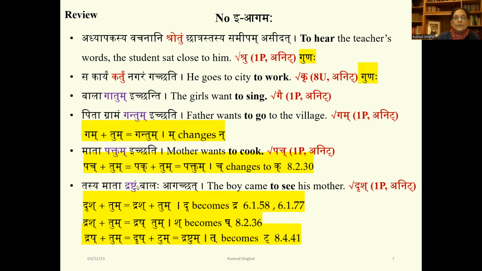Now this dhatu, drish. The tumun form is drashtum. So tasya mata drashtum balaha agachat. The boy came to see his mother. And in the last class, I explained in detail that there are 4 sandhi rules. That's why from drish, it becomes drashtum.